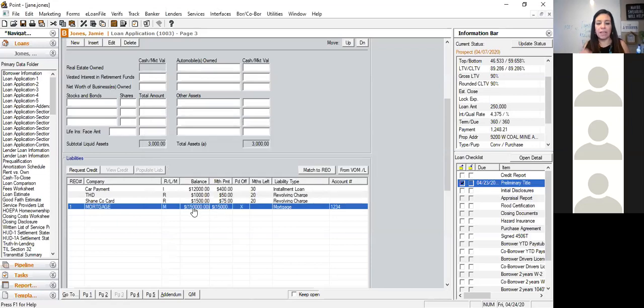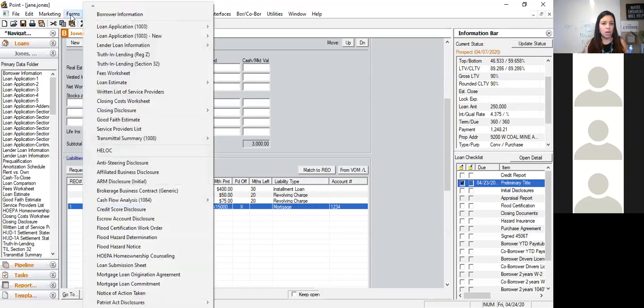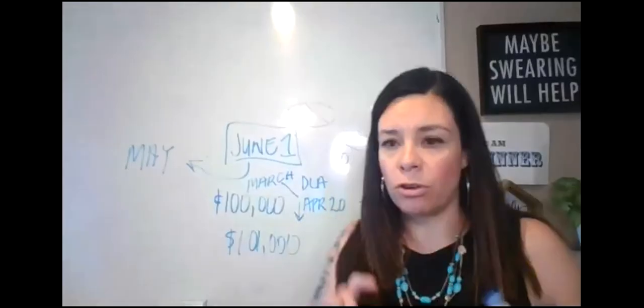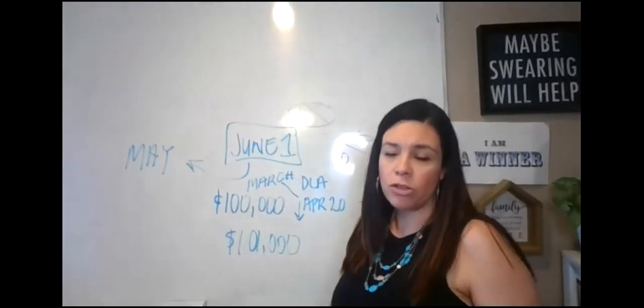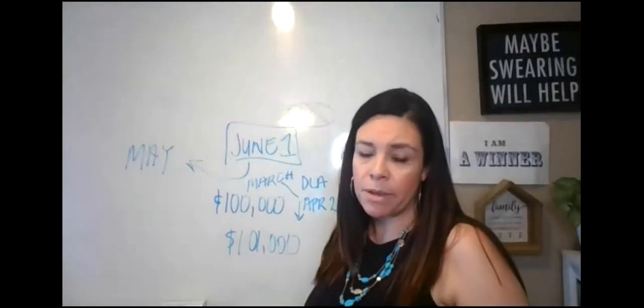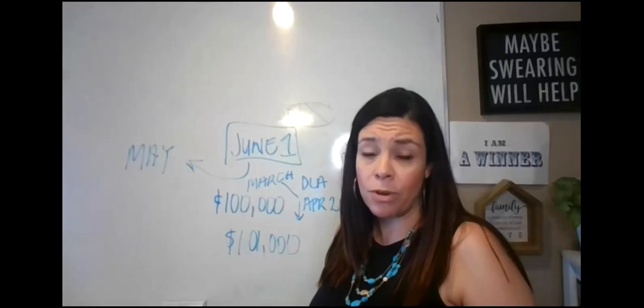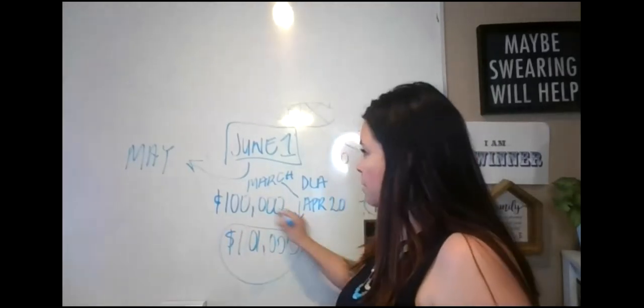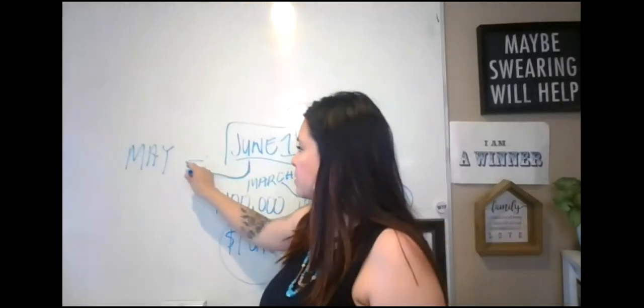So I'm effectively telling DU and Fannie, and then when I go to my forms, I go to loan estimate and I do payoff and adjustments, when I copy from the liabilities, it pulls up the payoff that I entered in there. If you don't do this, your loan amount's going to be short. So if you're doing refis and you're constantly coming up with not enough loan and people are bringing money in, it's because you didn't take into account that mortgage is paid in arrears.